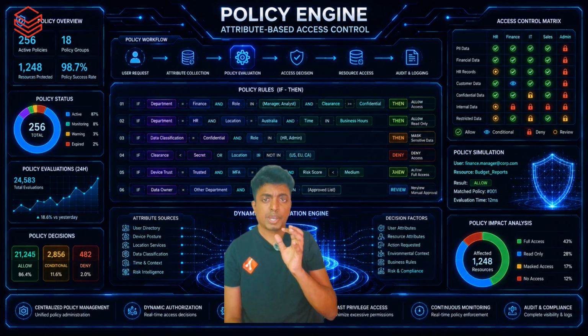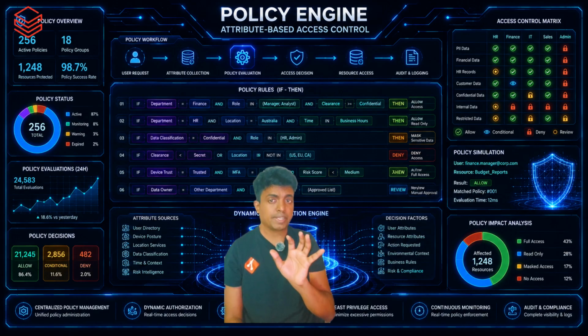The policy engine evaluates these rules dynamically at runtime. Users don't request permission every time. The system automatically makes the decision based on attributes and policies. This is what allows ABAC to scale across thousands of users and datasets while maintaining strong security and governance.